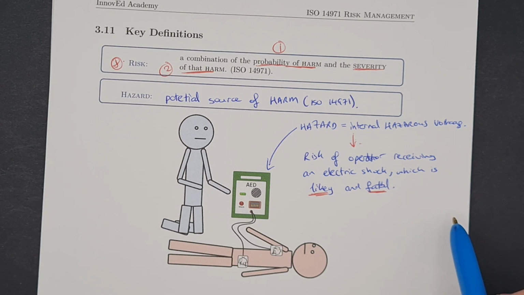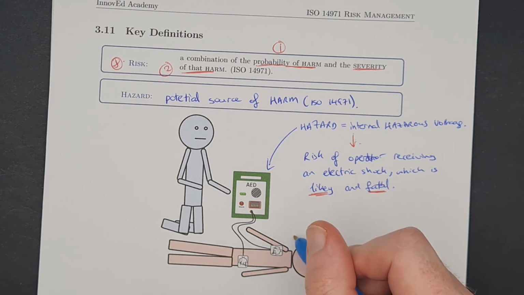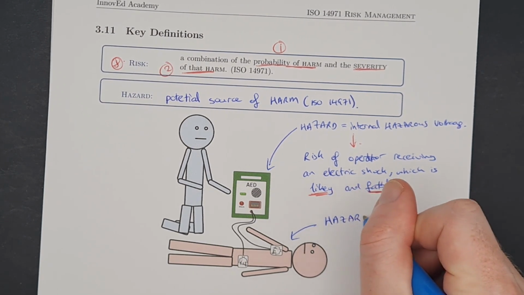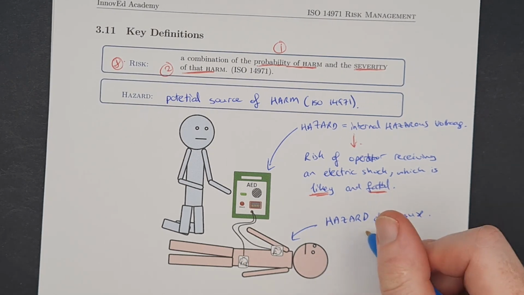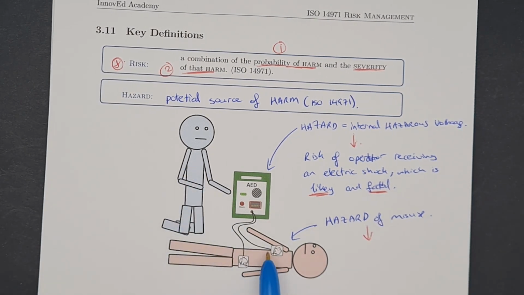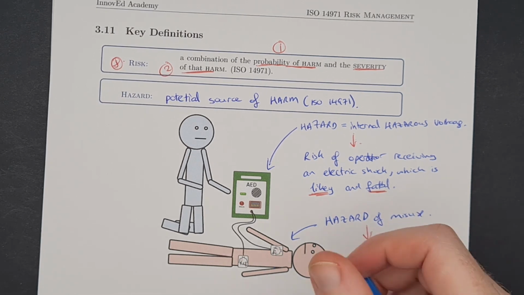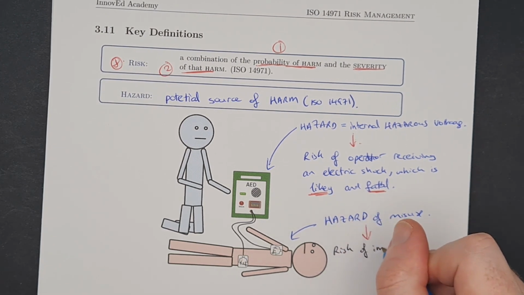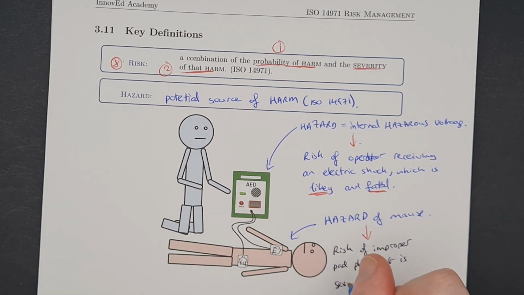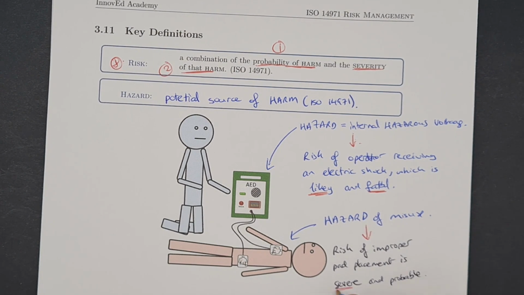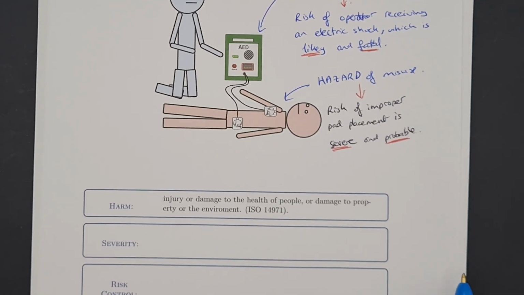because it could lead to serious injury. Another one we might quickly think of is we could foresee the hazard of misuse. An example of that would be that it is reasonably foreseeable that the operator misuses the AED and improperly places the pads in the wrong position on the patient. As a result, there would be a risk of improper pad placement, and we could describe that as being severe and probable.